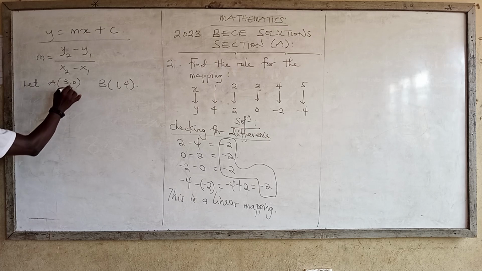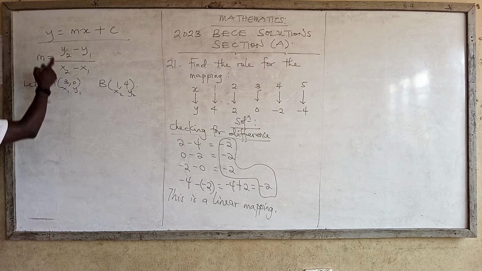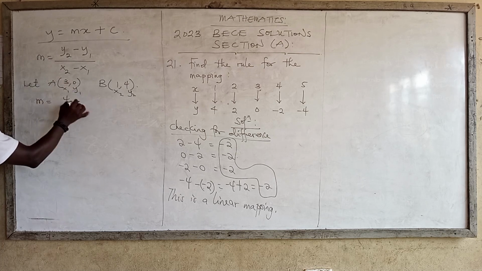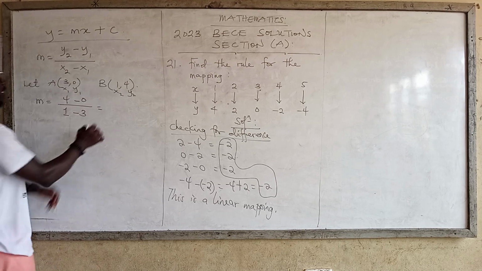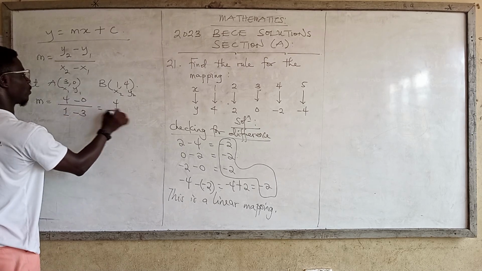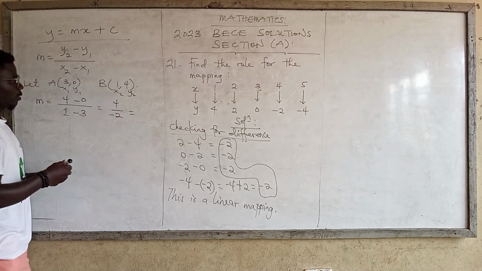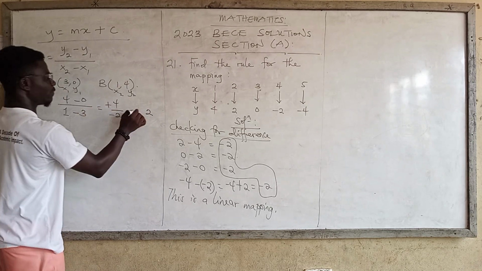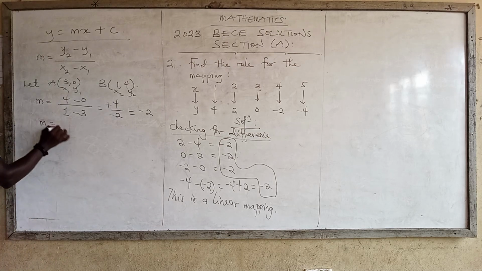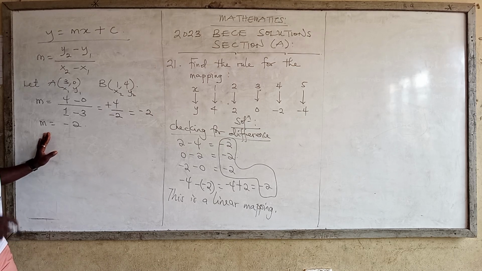So this one is my x1, y1, x2, y2. So I have my gradient m equals y2, which is 4, minus y1, which is 0, all over x2, which is 1, minus my x1, which is 3. So 4 minus 0, we obtain 4. 1 minus 3, we obtain negative 2. Now 2 goes into 4, we obtain 2. But don't forget, positive divided by negative is negative. So my gradient is negative 2.